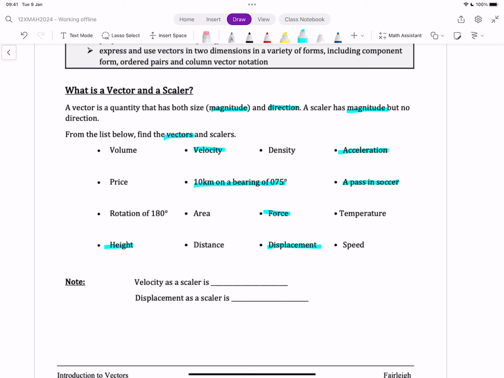Now distance and speed, they don't have direction. If I say I've gone 10 metres, it doesn't imply the direction I've gone in. Same as speed. So velocity, which is a vector, has a scalar counterpart, which is speed. And displacement, as a vector, has a scalar counterpart, which is distance.